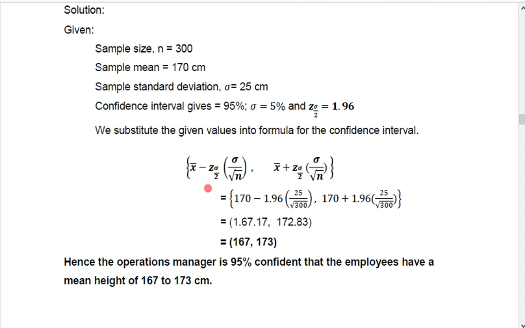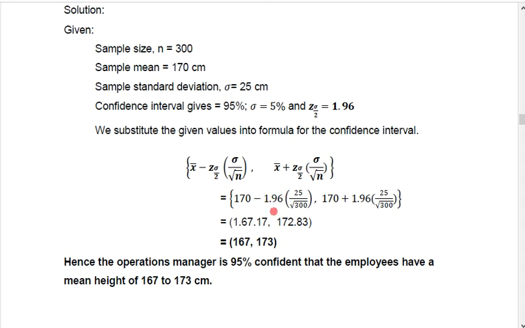So, substitute lang natin kung ito yung formula for the confidence interval. Okay? So, substitute lang natin. We have here the sample mean, which is 170, minus yung ating confidence interval, which is give us a 95% confidence. Okay? So, ito na yung 1.96. Nakuha natin yan dito sa formula to, Z. That is the Z score of alpha over 2 or significance level divided by 2. Okay, so yung significance level natin is 5%. We divide it by 2 para makuha natin yung Z score. So, we got the Z score, which is 1.96.